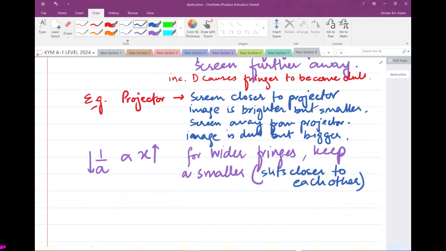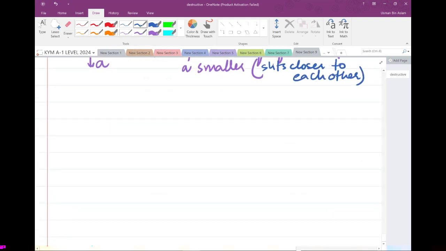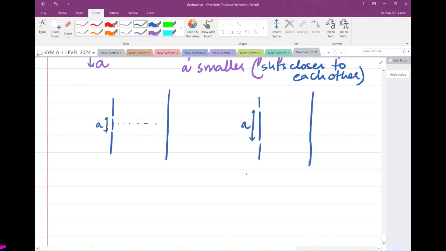Do you understand that? Could you repeat this again? Okay, I will show you here on a diagram. Let's say in one case the slits are closer, and in another case the slits are further away from each other. When the slits are closer, the A is going to be smaller, and in this case, the A is going to be larger.